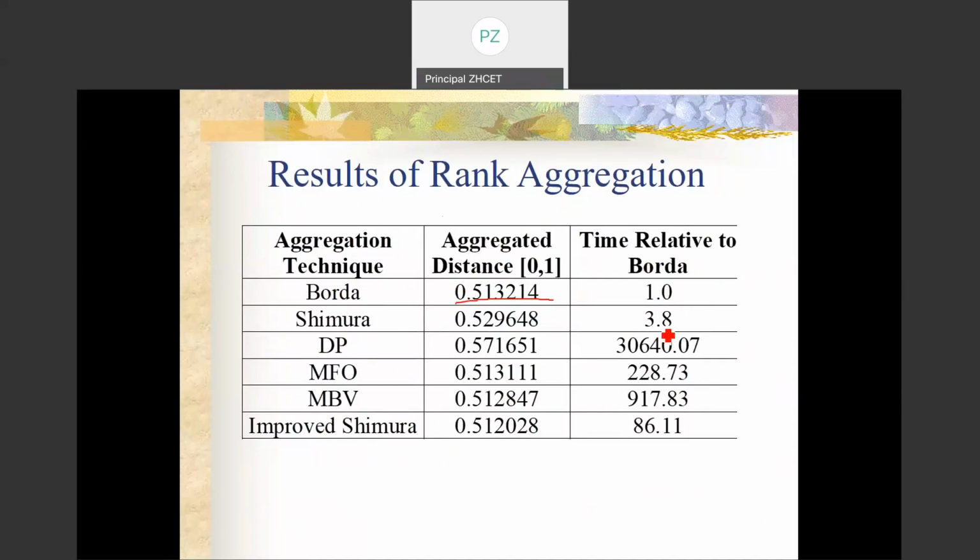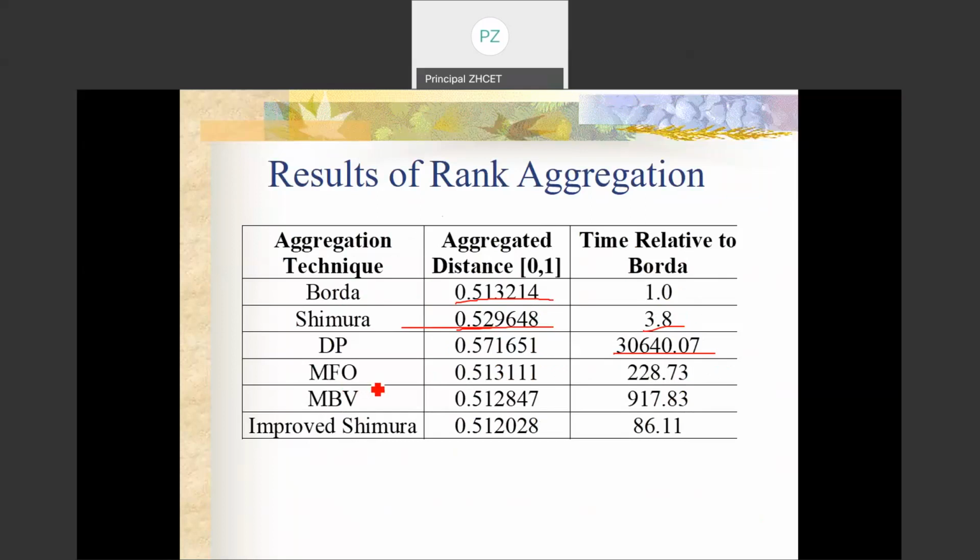Shimura technique was quick, but its result deteriorated, because we want to minimize the distance, right? Spearman footrule distance has to be minimized, if you remember the very definition of rank aggregation we gave in the beginning. So it has to be minimized, right? But in this case, it has increased. When we went to Dubois and Prade, it took so long because it's a brute force method. It took so long as compared to Borda's method, and the result also deteriorated.